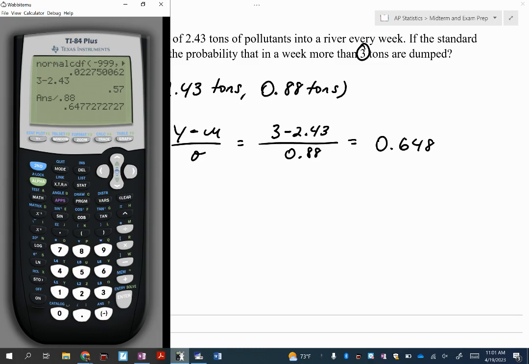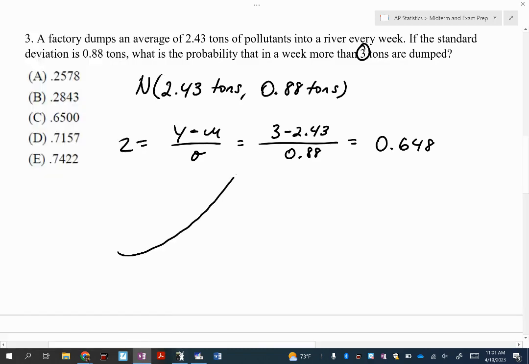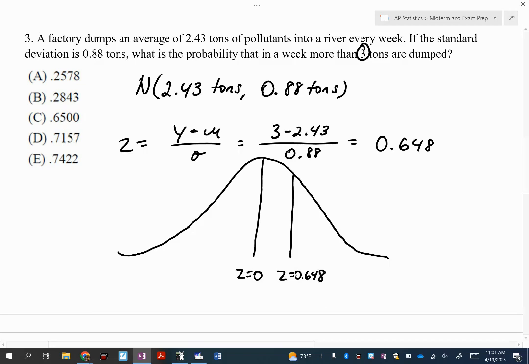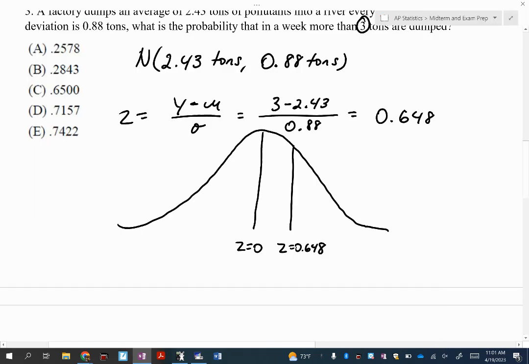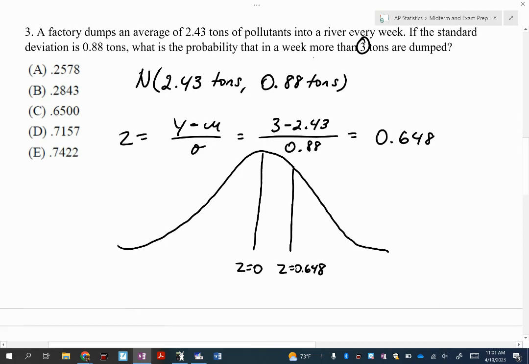All right, so I draw the curve. Where is 0.648 as a z-score? No, because this is a z-score of 0. So where is a z-score of 0.648? A little bit to the right. Okay, and be careful which way we're going to shade. Why to the right? Because it says more than.